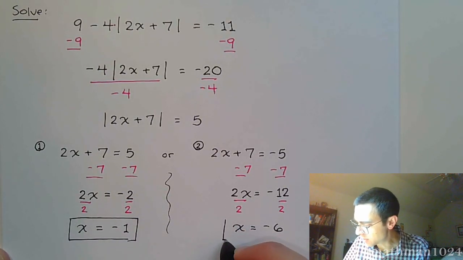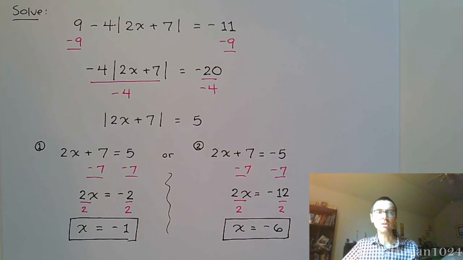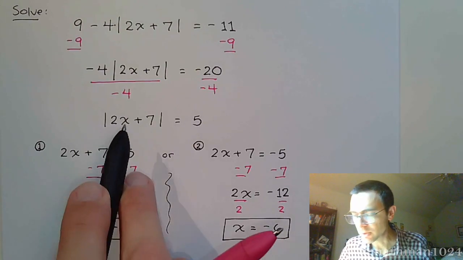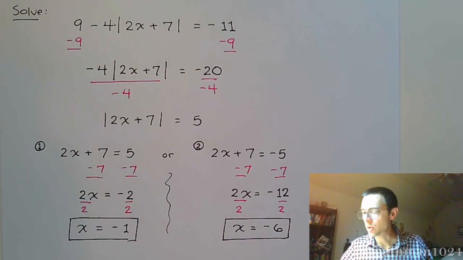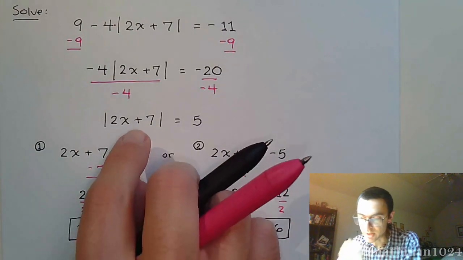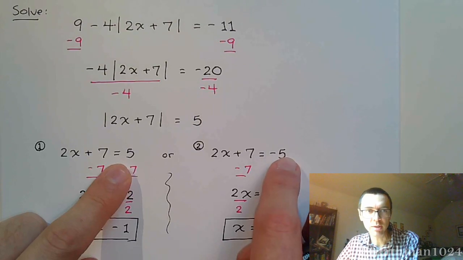And that's it. And I feel like almost all of these absolute value equations are just that easy. You just have to make sure that you get the absolute value by itself first, and then you separate to your two equations. Notice that the 2x plus 7 stays exactly the same. It's what's on the other side that changes the sign.